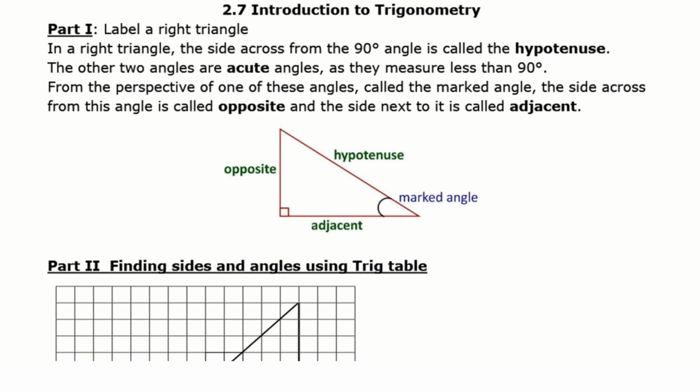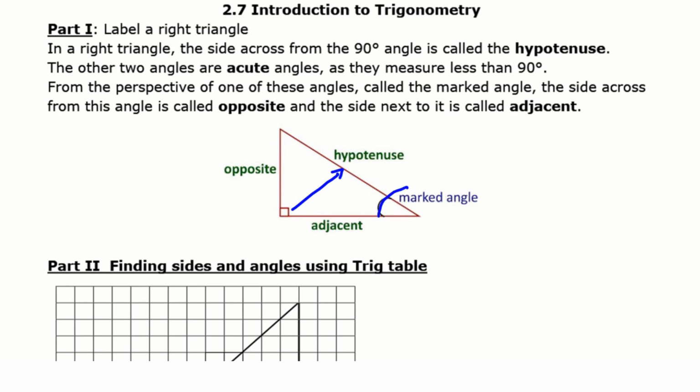So we start with a right angle triangle, and in a right angle triangle, the side across from the 90 degrees, we call the hypotenuse. Labelling a right angle triangle is very important because we are going to use a trig table to connect the angles and the sides. So when we label a right angle triangle, we need to pick an angle.